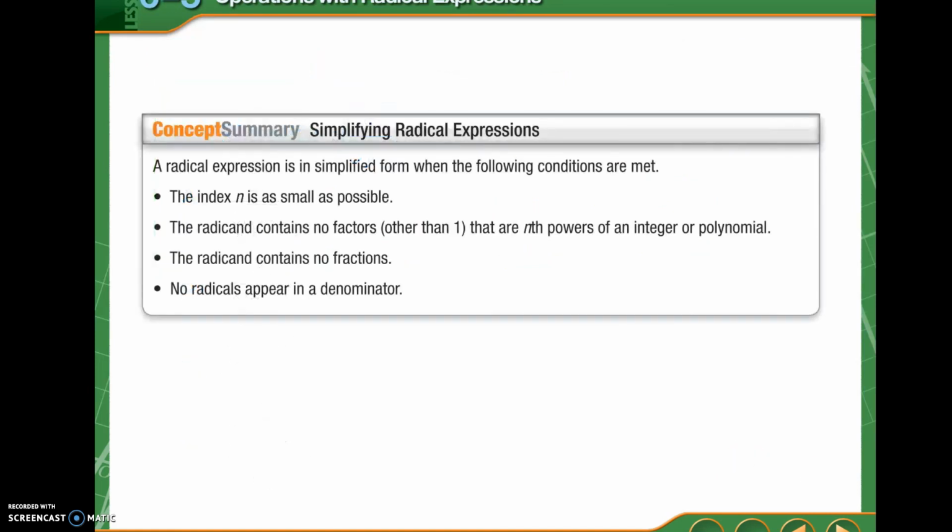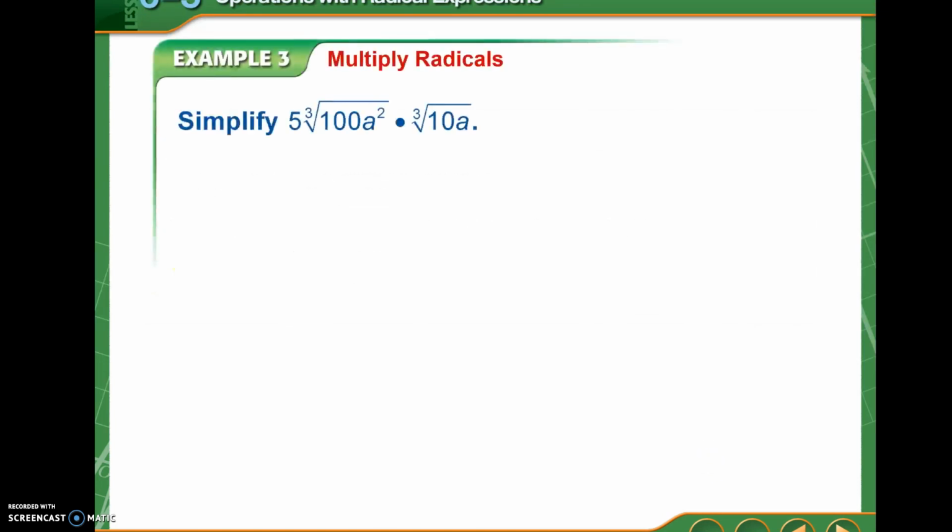Let's talk a little bit about this simplifying, and we've kind of looked at this a little. We want the index n as small as possible. We don't want any factors whose power is higher than the index, and we don't want fractions or radicals in the denominator. So let's look at multiplying.